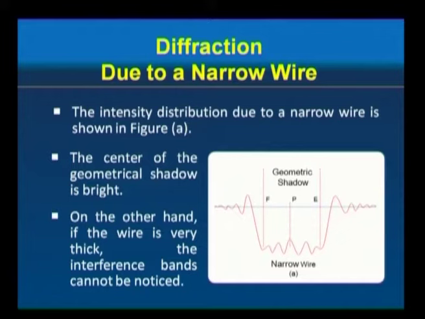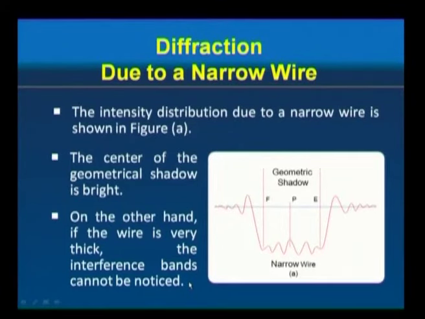And this is a very important problem, namely diffraction at a narrow wire. The intensity distribution due to a narrow wire is shown in figure E. The center of the geometrical shadow is bright. On the other hand, if the wire is very thick, the interference bands cannot be noticed. The phenomenon of interference that you are talking about will appear only for a narrow wire and not a thick wire. If the wire is too thick, something like a straight edge, then you won't get the interference pattern at all.